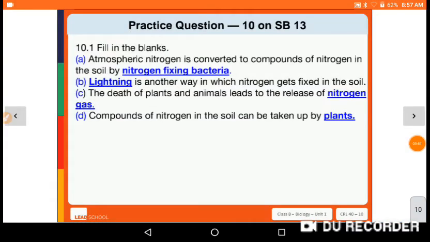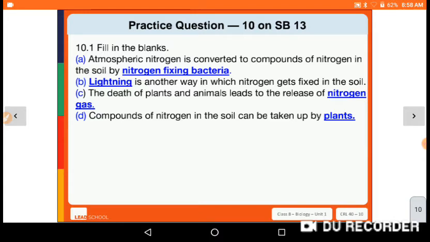Now let's see practice question number 10, 10.1. First, filling the blanks. A: atmospheric nitrogen is converted to compounds of nitrogen in the soil by dash nitrogen fixing bacteria. Atmospheric nitrogen is converted into compounds by nitrogen fixing bacteria, that we see in the video. Then dash is the way in which nitrogen gets fixed in the soil.